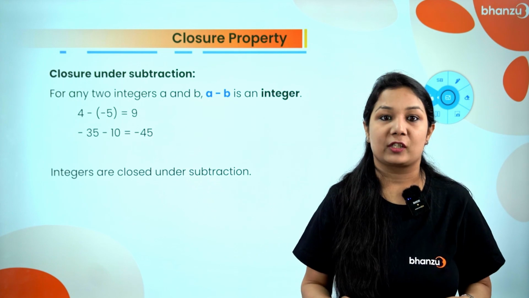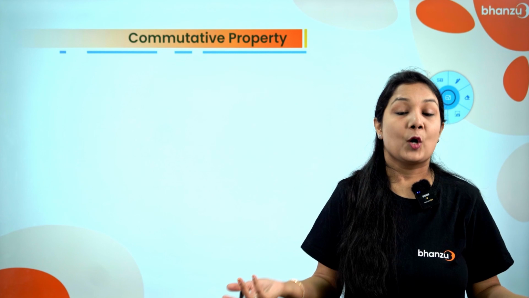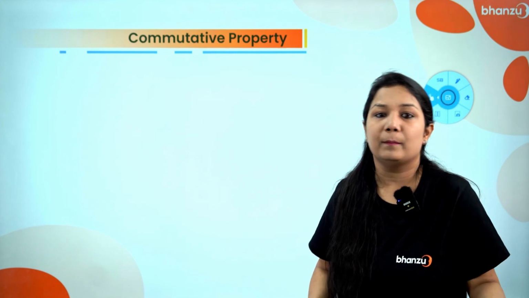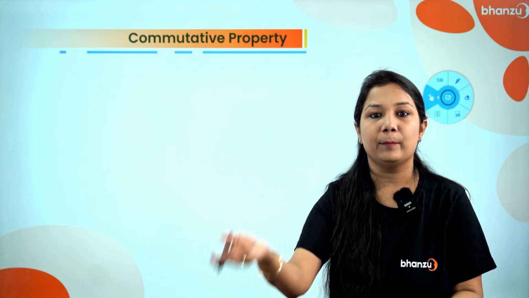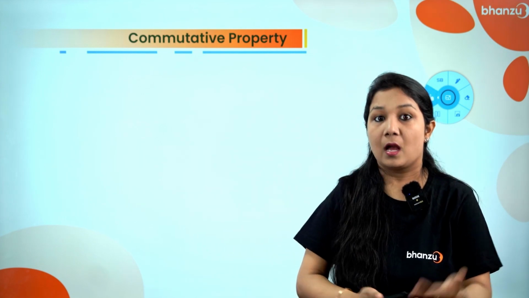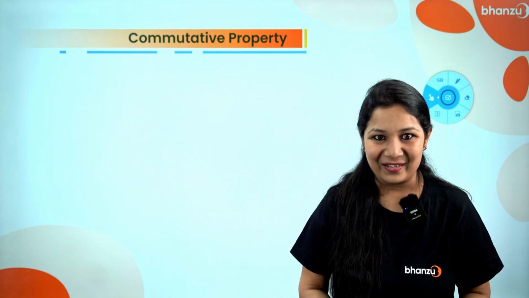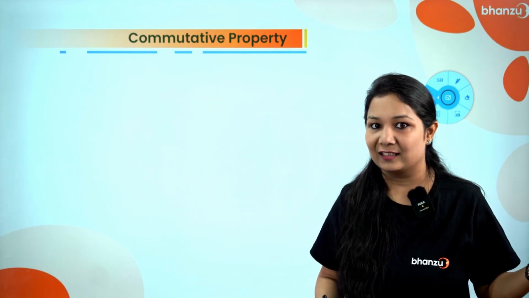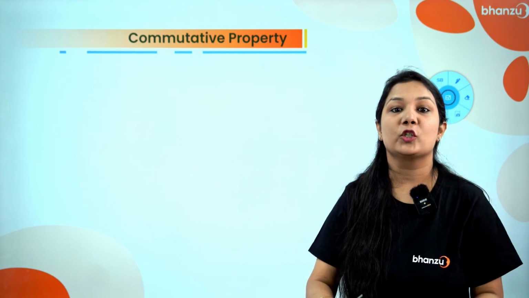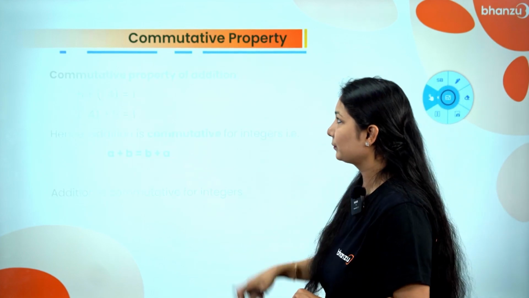Next, a very interesting property is the commutative property, right? What do we do in this? We interchange the position of the numbers. The first position is taken by the second number and the second position is taken by the first number. But even if the answer remains the same, then we say that particular operation is true for the commutative property, right? This is what we had learned earlier. So now we are going to check it for integers under the addition operation.